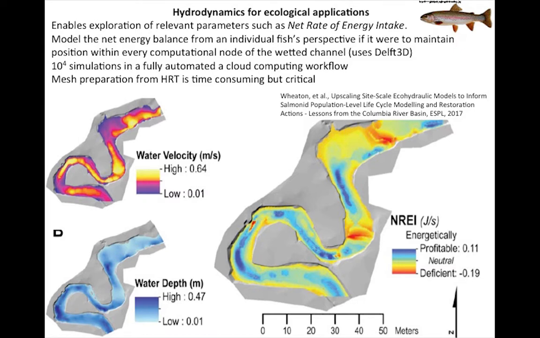So here's one. This is from Joe Wheaton. This is hydrodynamics with ecological implications. I thought this was really cool because it allows us to explore parameters of interest, let's say ecologically, like if you were a salmonid, where would you want to hang out in the river? And so you compute something like net rate of energy intake, and instead of having a sensor or actually having the fish, we can compute what this parameter would look like everywhere in the system.